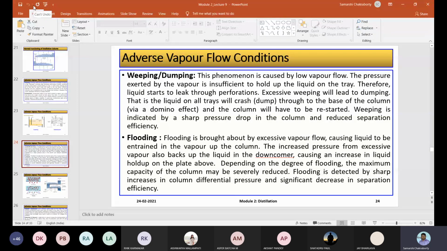So for weeping, you will find there is a certain pressure drop, and in the case of flooding, there is going to be a certain increase in the pressure. Just by looking at your pressure sensing device, the data being logged there, you can actually predict from the refinery control room itself whether your distillation column is suffering from weeping or flooding.